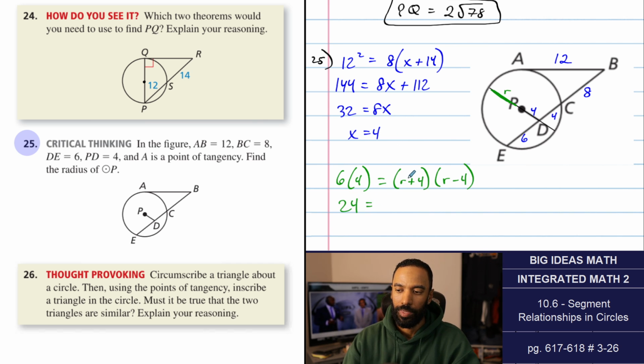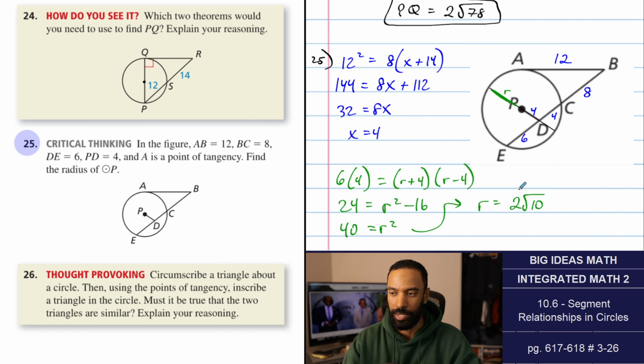So 6 times 4 is 24. This FOIL distributes the difference of two squares. This becomes r squared minus 16. If I add 16 to both sides, I get that, and take the square root of both sides, you get r. It's only going to be the positive one. Square root of 40 is root 4 times root 10, so I get 2 root 10. Does this have any units? No. So I think that's our final answer. R equals 2 root 10, if all went well there.